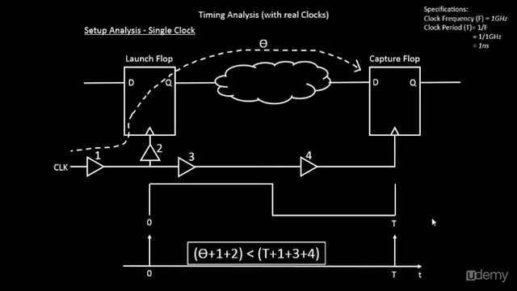Let us try to generalize all this. In this case, 1 plus 2 is nothing but your launch flop clock network delay, and 1 plus 3 plus 4 is nothing but your capture clock network delay. Let us give them different names. Let us call the launch network delay delta 1, and the capture clock network delay delta 2. So delta 1 is 1 plus 2, and delta 2 is 1 plus 3 plus 4. From this equation, we can conclude that this Q in this case is mod of delta 1 minus delta 2.